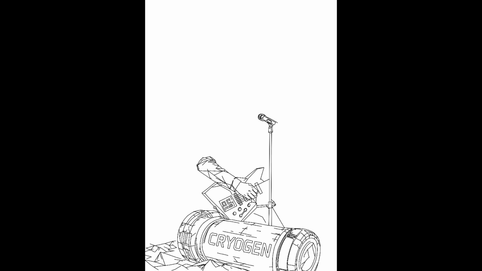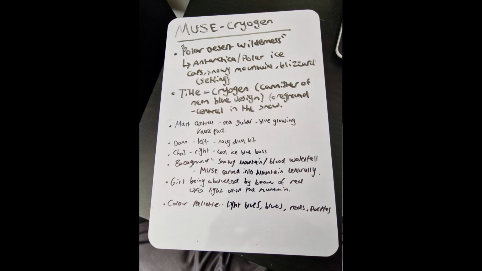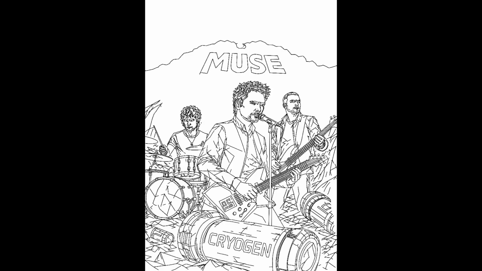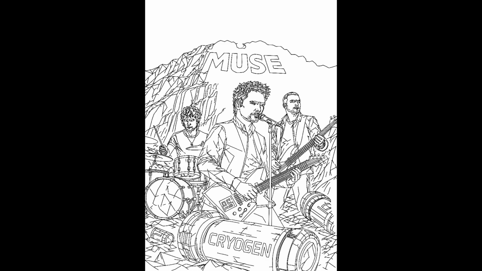So specifically for this design that I'm creating right now for Cryogen by Muse, I wanted to have the band performing beneath a snowy mountain, featuring the Muse logo embedded into the side of it. And because it seems to be a sci-fi space themed album, I thought once again I would have some sort of UFO in the background abducting someone.